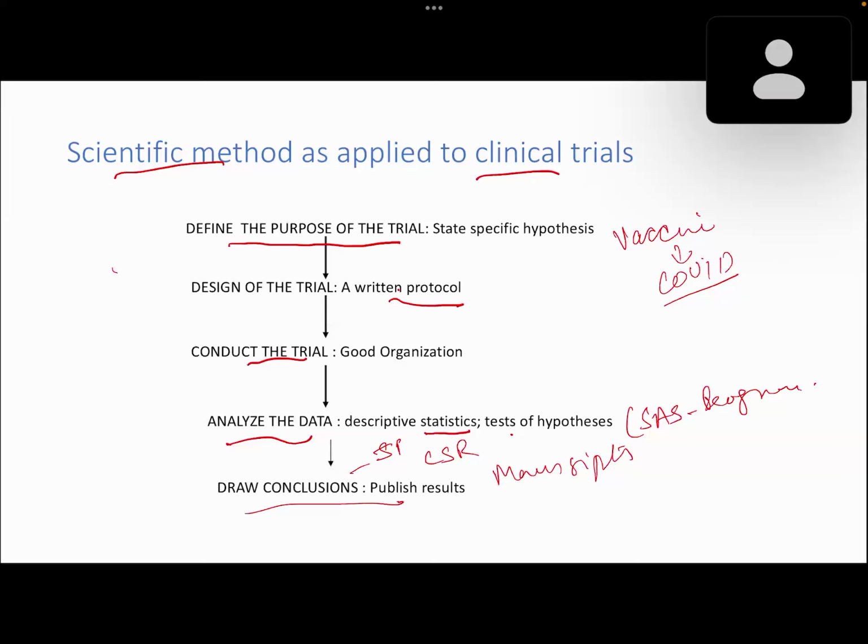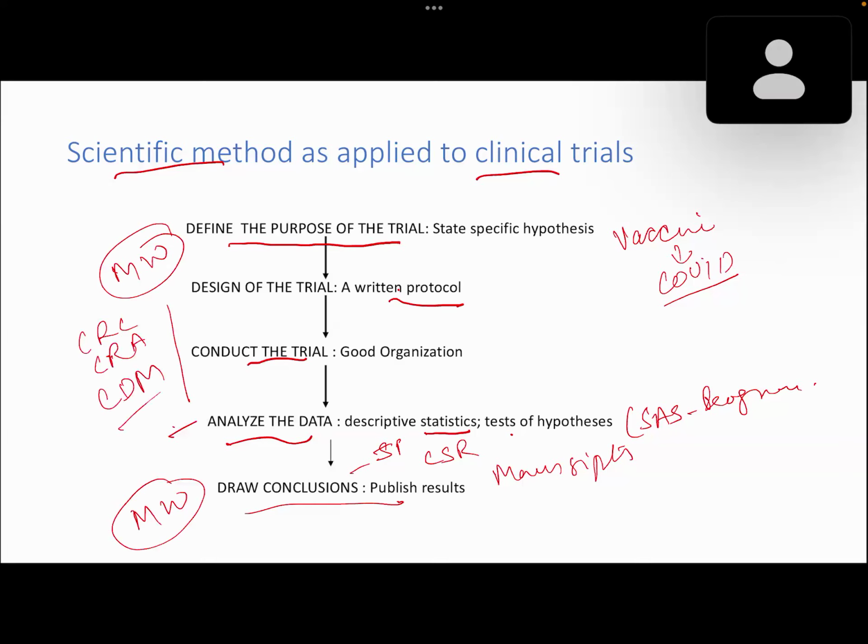So at the beginning, medical writing, and at the end, medical writing work is more. During the trial, clinical operations like CRC, CRA, and the CDM data management team, their work is more. Here, SAS programmers' work is much more. And here also, at the end, the medical writing team has to work more. CRA and CRC, their work is a little less.